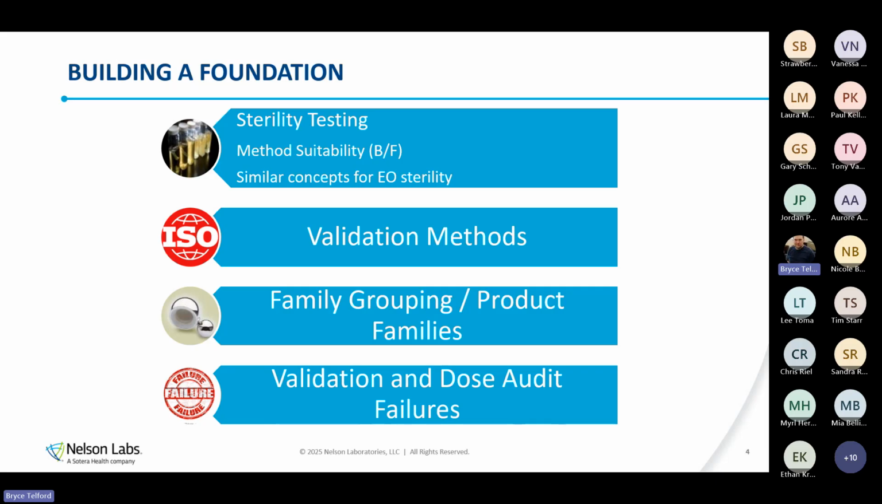So, our family groupings and our product families. We don't want to have a sterilization validation for each and every individual product. That's really not practical in a lot of situations. So, we're going to talk about how we can build sterilization families and family groups. And then, once we have a family group, we can adopt products into those families. So just like we have a human family, we also have our sterilization families as well.